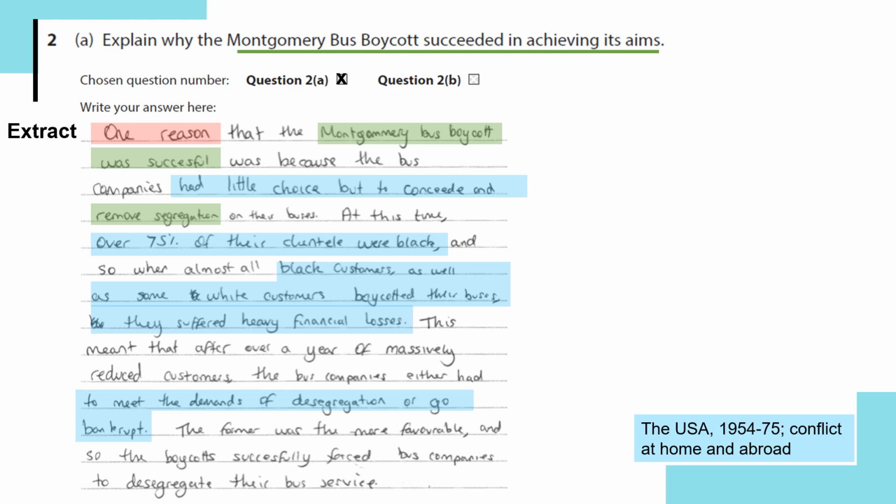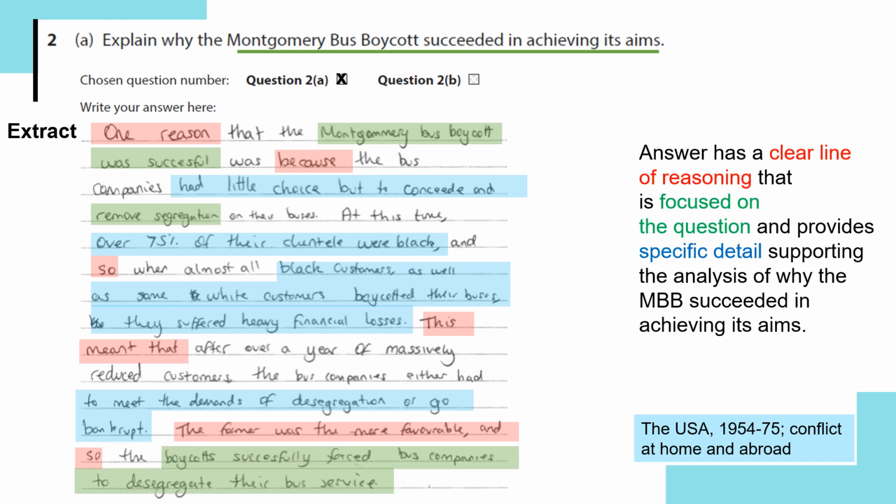There is a wide-ranging knowledge here on economic impacts, which the candidate is using to support their analysis. Notice this language being used to link the details and information used to support the analysis. Because, so, this meant that. And finally, within this high-performing paragraph, this candidate reinforces that they are consistently focused on the question topic by addressing it again at the end of the paragraph where it says, boycott successfully forced, giving it a clear and logical structure.